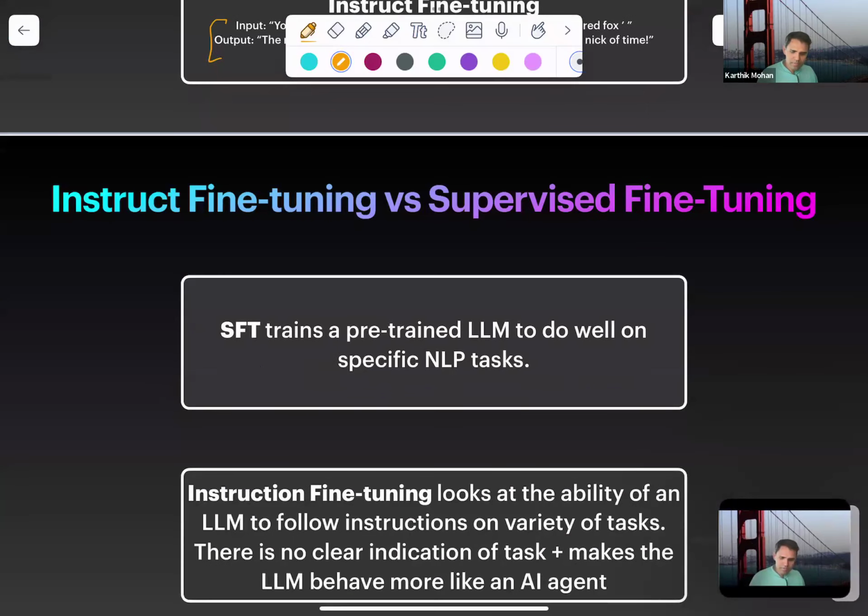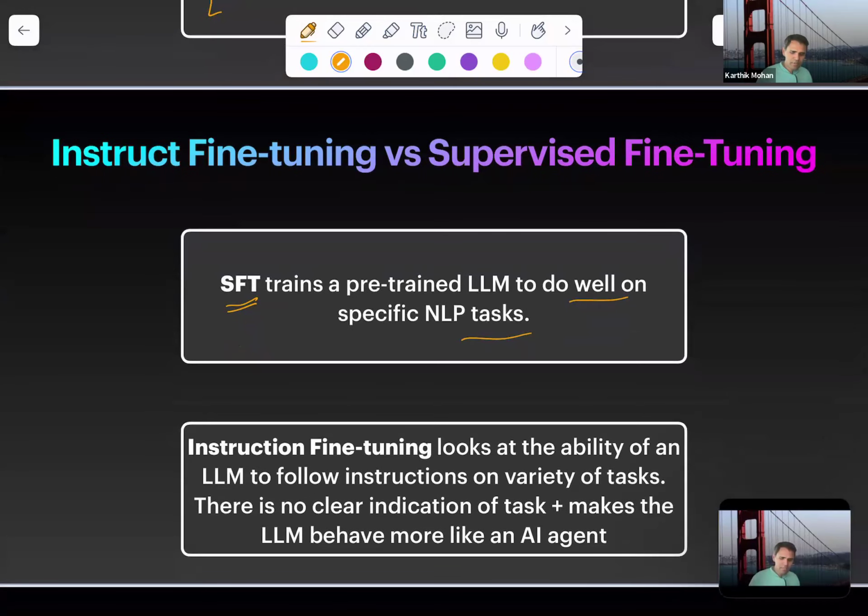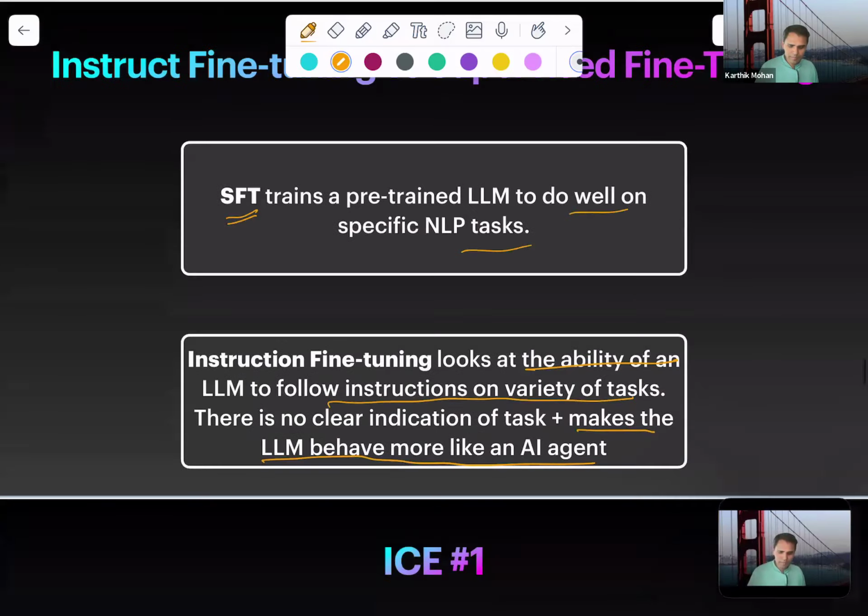So a couple more differences between supervised fine-tuning, which we'll just call SFT, and instruction fine-tuning. SFT trains a pre-trained LLM to do well on specific NLP tasks, whereas instruction fine-tuning looks at the ability of an LLM to follow instructions on a variety of tasks. So there is no clear indication of task here, like we said. And in addition, the use of instruction makes the LLM behave more like an AI agent. This is the key thing. Instruction fine-tuning is what brought machine learning models to the realm of AI and made them more like an AI agent, where you can say, oh, the AI is actually talking to me. That's coming from the instruction fine-tuning aspect of LLMs, right?